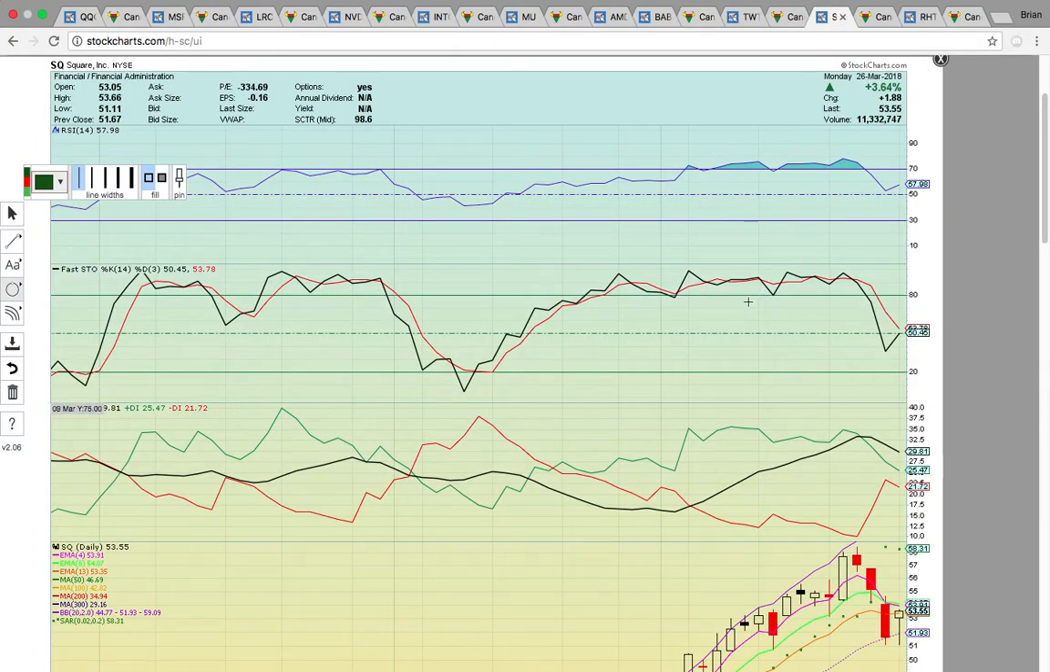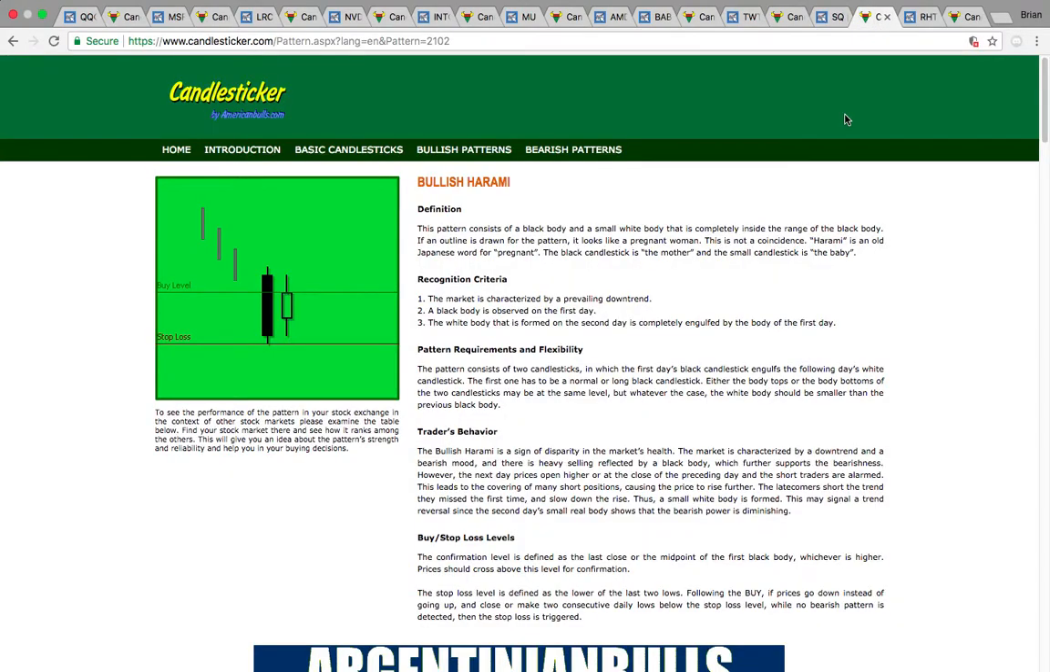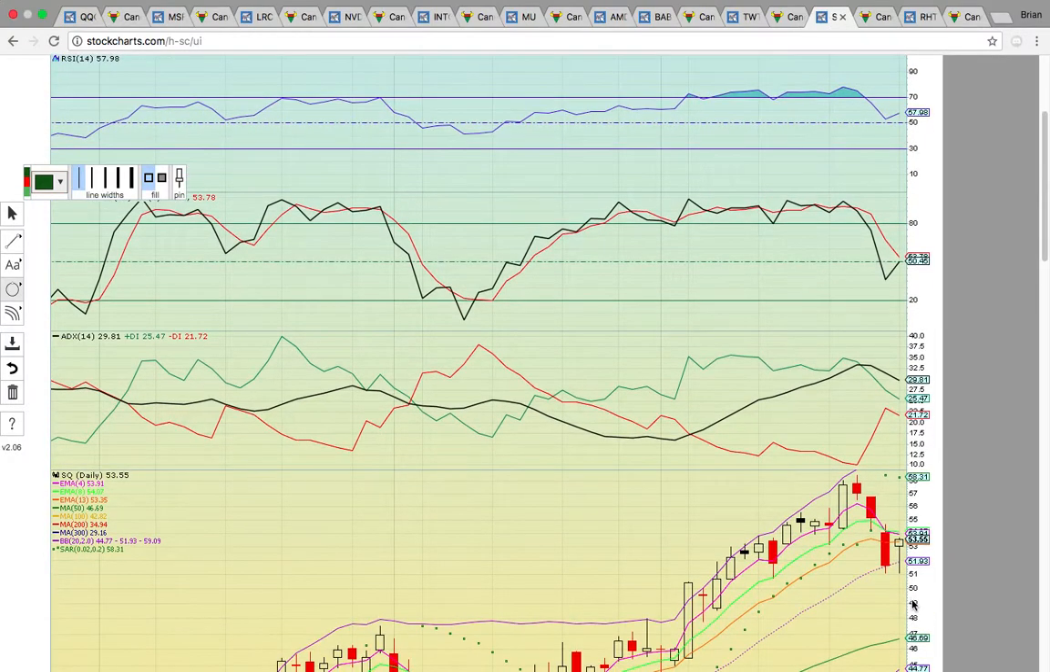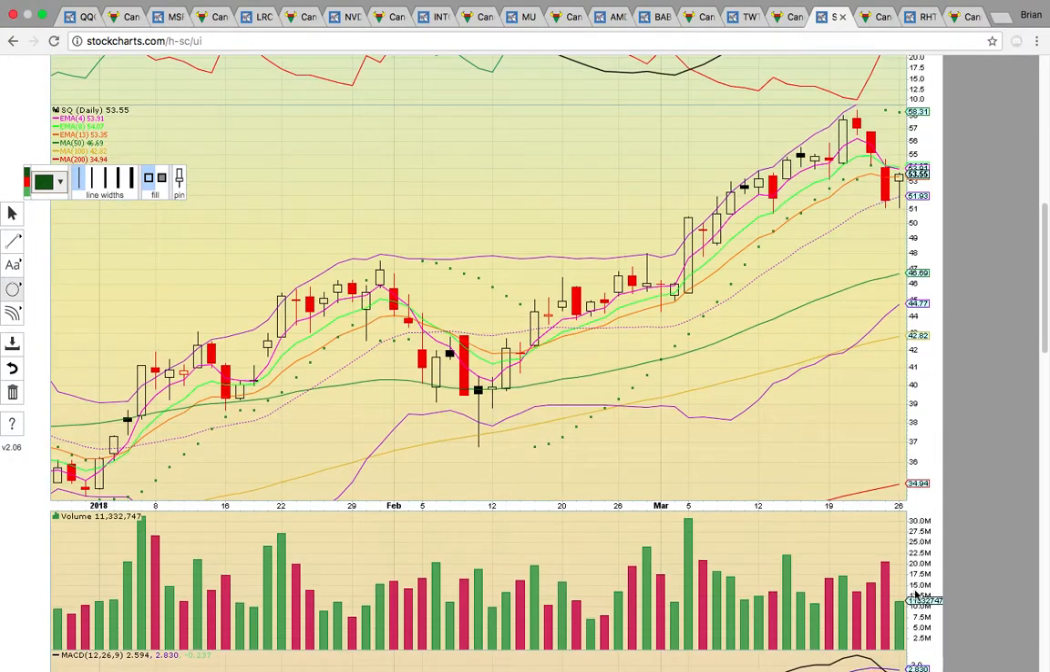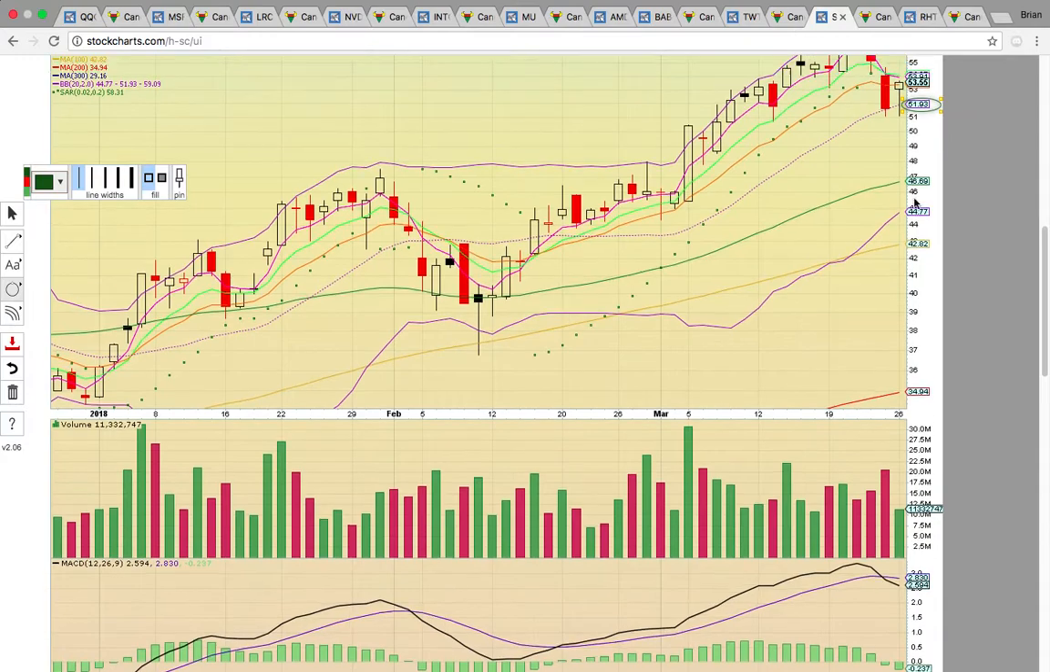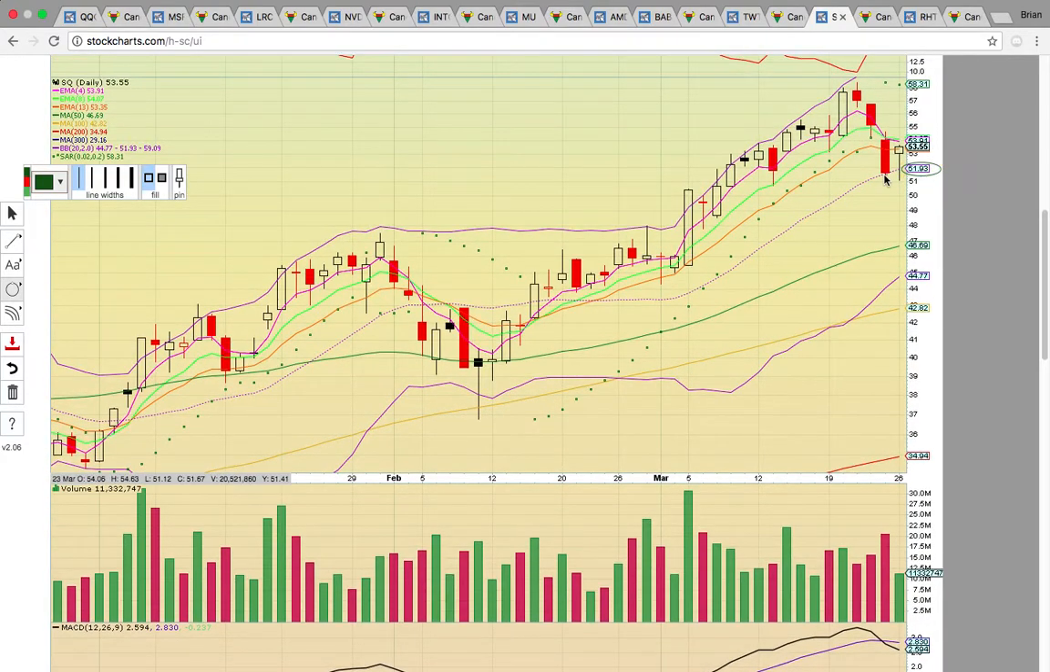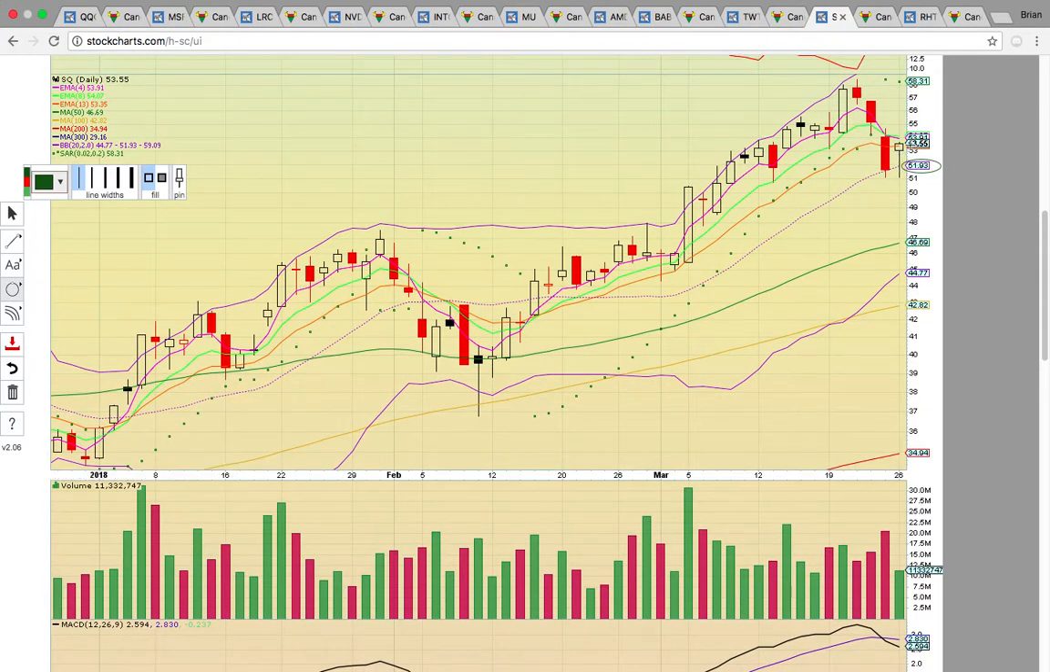Okay, let's look at Square. SQ had a nice reversal pattern today, and it did form the bullish Harami reversal pattern. So it's the small white candle inside of the previous red candle. Harami is an old Japanese word for pregnant, and that's just a nice bounce off the middle Bollinger Band. This is signaling that the uptrend is still intact as long as the middle Bollinger Band at 51.93 is holding. As long as it stays above 52, then it's signaling that Square still has a good uptrend going.